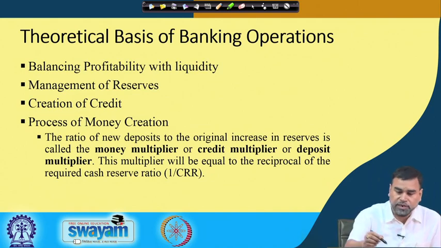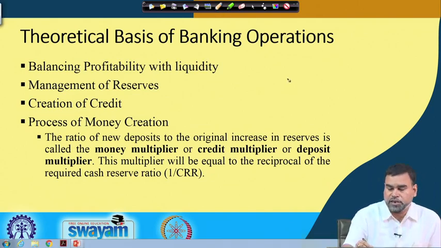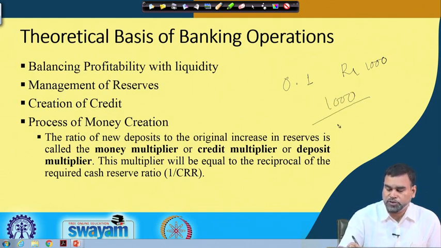Just now what I was trying to say, if your CRR is 10%, that means 0.1, then if you start your transaction with rupees 1000, then the total amount of money created in the system through this process will be 1000 divided by the multiplier, 0.1. So, then if you say this, how much will it be?